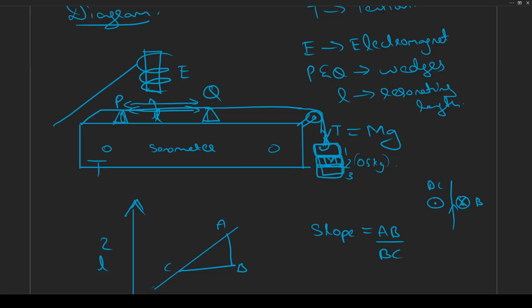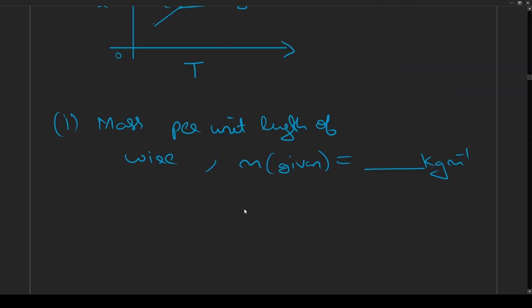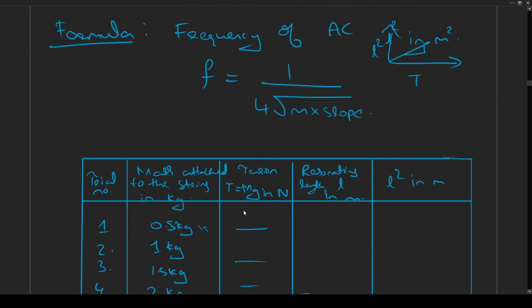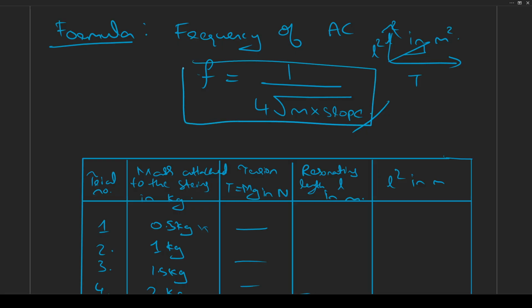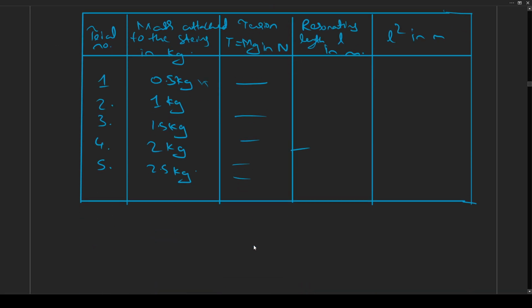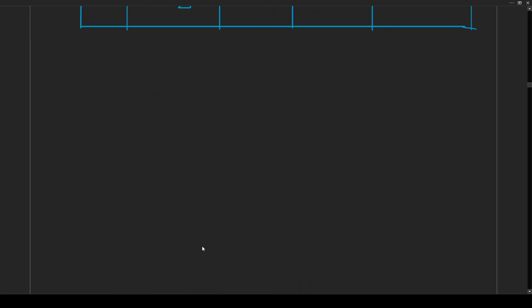This length for different masses, 0.5 kg, 1 kg, and so on, will be measured and tabulated. L square is then found out. Then we draw a graph of L square against tension, find the slope, and put it in the formula here. This formula is the main formula. Without this formula, this experiment cannot be done. Everything will be substituted. Finally, as the result, we will get the frequency in India as 50 hertz. The answer is already known.